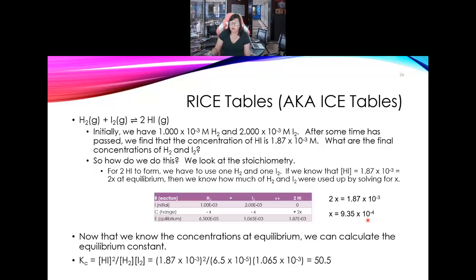Now that I know that this is the x value, I can calculate this concentration. I say 2 times 10 to the minus 3 minus the 9.35 times 10 to the minus 4 gives me 1.065 times 10 to the minus 3. And the 1 times 10 to the minus 3 minus the 9.35 times 10 to the minus 4 gives me 6.5 times 10 to the minus 5. Okay, so that's how that works.